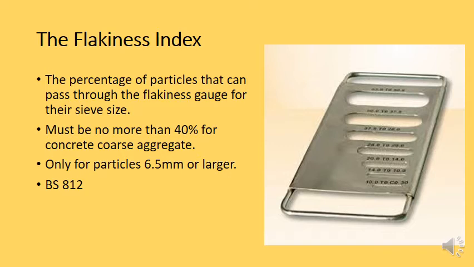Now, you will only do this for particles larger than 6.3 millimeters, but basically a rule that comes from the British standards and American standards is that if you're making concrete, the coarse aggregate, the larger size aggregate, should not have a flakiness of more than 40%. 40% by weight of the aggregate should not be able to fit through that slot on the flakiness gauge for the given sizes. Now, I will post a video of a flakiness index test online, so you will have a better idea of how it works.